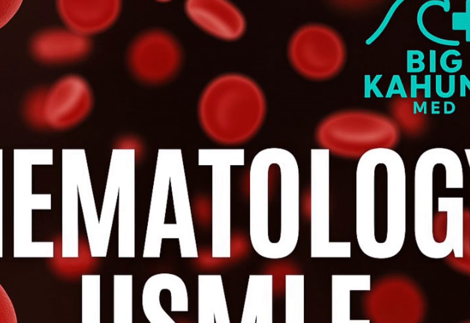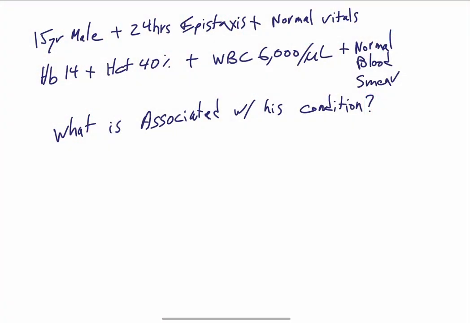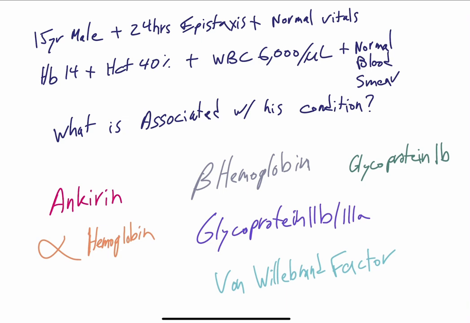Let's get it. If I was to give you a 15-year-old male with 24 hours of epistaxis, normal vitals, a hemoglobin of 14, and a hematocrit of 40, white blood cell count 6,000, as well as a normal blood smear, and ask you which of the following is associated with this condition, which would you choose? 3, 2, 1. Boom. Glycoprotein 2B3A. Let's get into why this answer is correct and why the incorrects are incorrect.